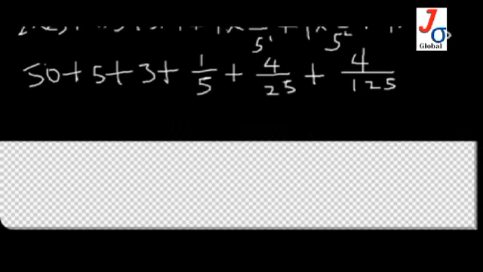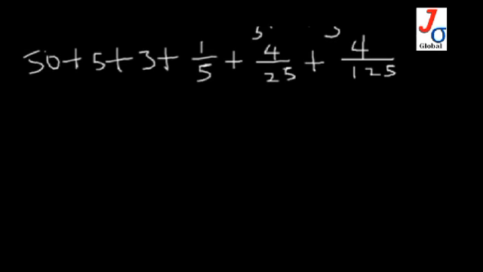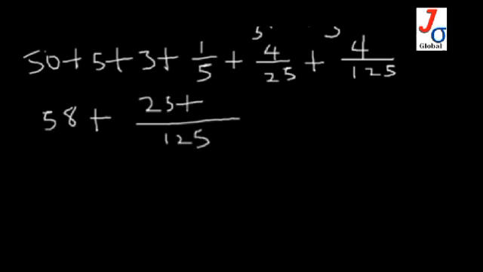Okay, so let's continue. Then 5 plus 50 plus 5 is 55, plus 3, 58. Plus all of this, the LCM is 125. That's the largest. 125 divided by 5, you'd have 25 times 1, 25. Plus 4: 125 divided by 25, you have 5 times 4, which is 20. Plus 125 divided by 125 is 1. 1 times 4 is 4.